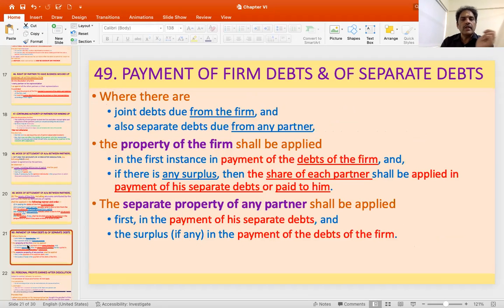Then payment of the firm's debts and of separate debts. Where there are joint debts due from the firm and also separate debts due from any partner.